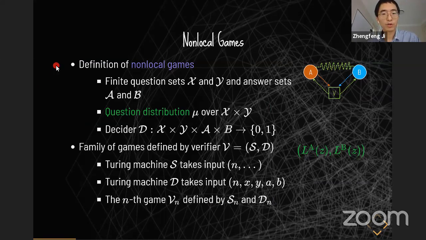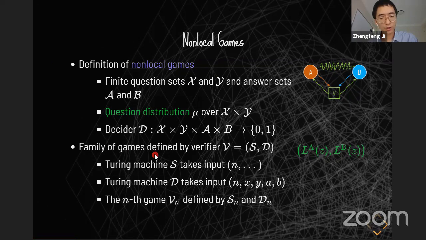Let me give some definitions of the model that we study. We call them local games, and it's a very simple object. We have finite question sets X and Y, finite answer sets A and B, a question distribution mu on X times Y, and also a decider. Given the tuple of questions and answers, the decider decides whether to accept or not.